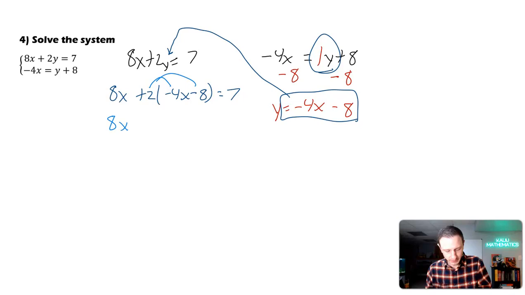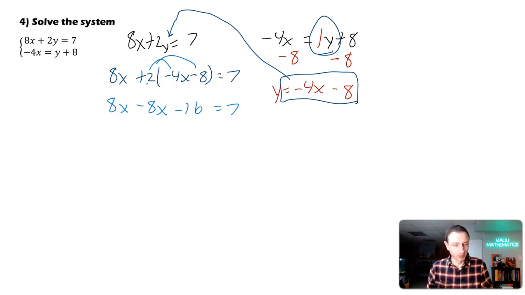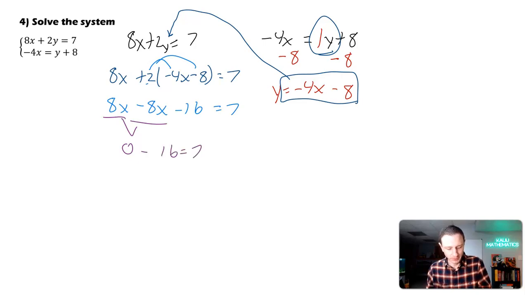So I'll have 8x. 2 times negative 4 is negative 8x. 2 times negative 8 is negative 16 equals 7. So now look what happens. 8x minus 8x is 0. So this goes to 0. Minus 16 equals 7. So 0 minus 16 is negative 16 equal to 7.